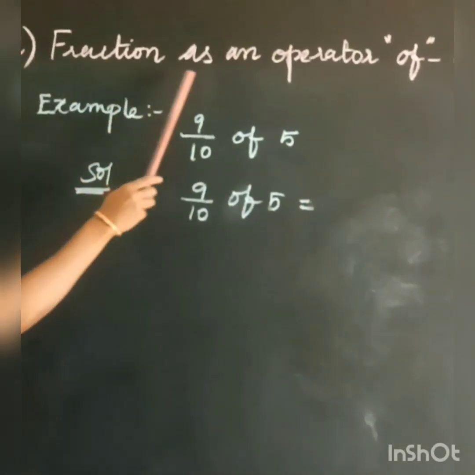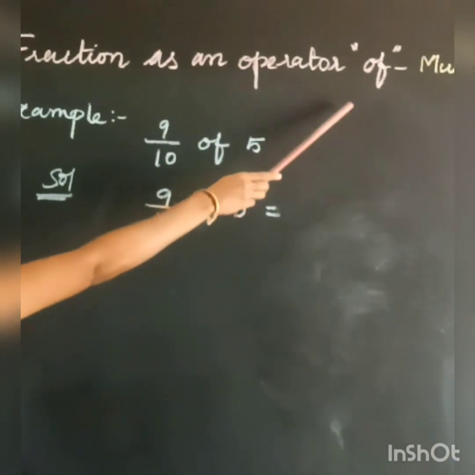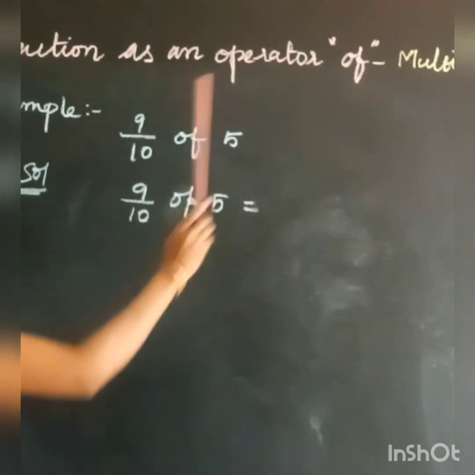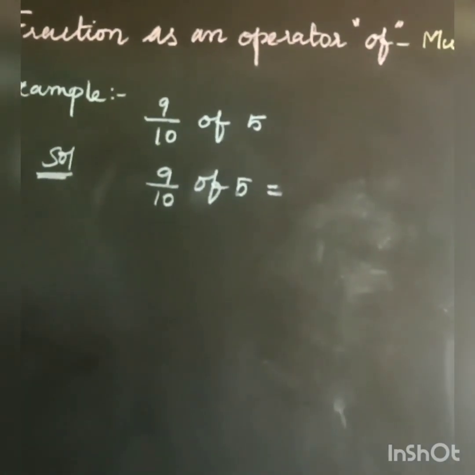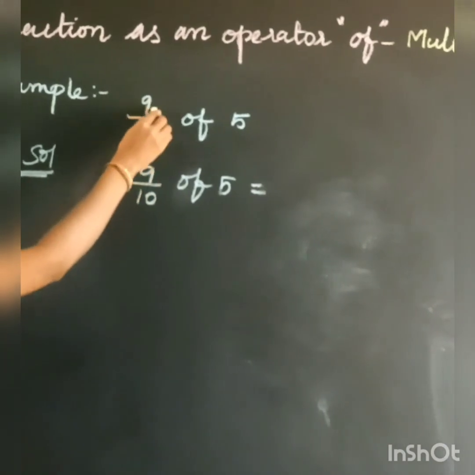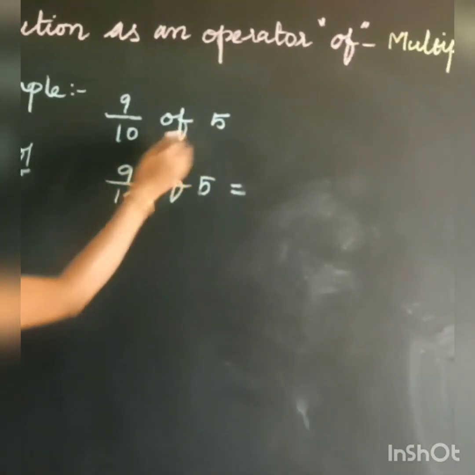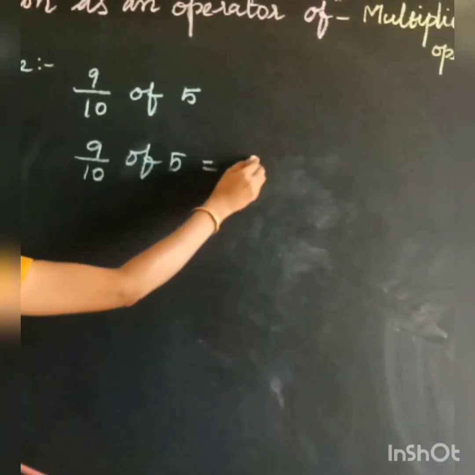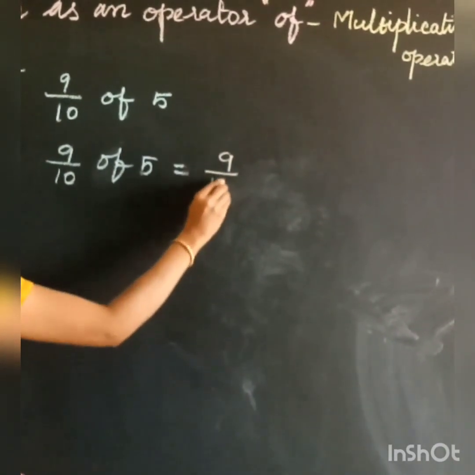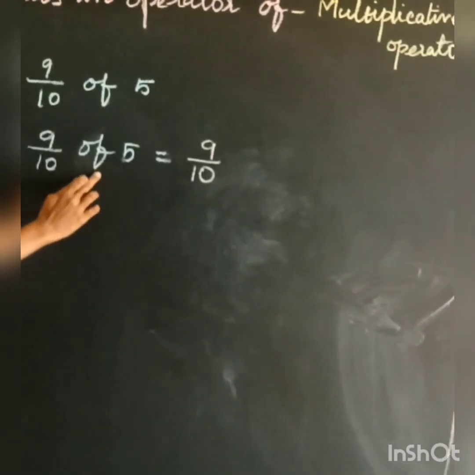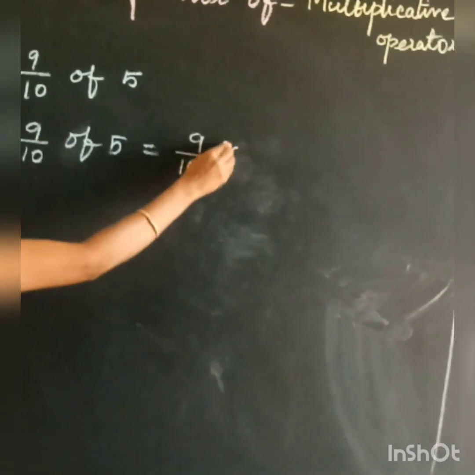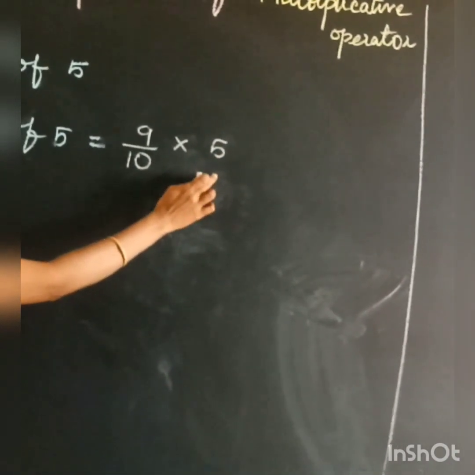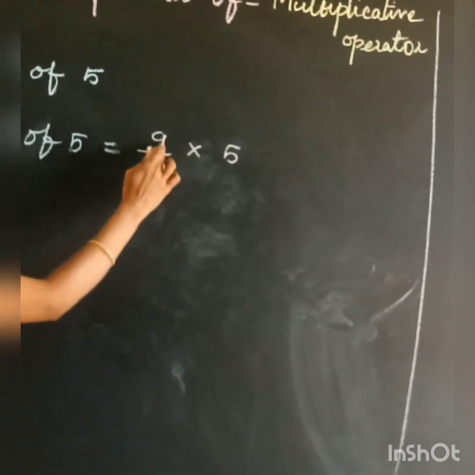Next, see the fraction as an operator of. OF represents a multiplicative operator, that is the multiplication sign. Okay. And see this example sum, 9 divided by 10 of 5. Let us come to the solution. Write the question and write the fraction. First 9 divided by 10, OF represents multiplication, into 5. Now see, this is the first type, isn't it? Because it is whole number into fraction.